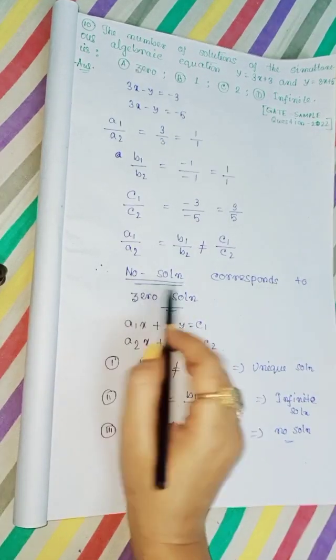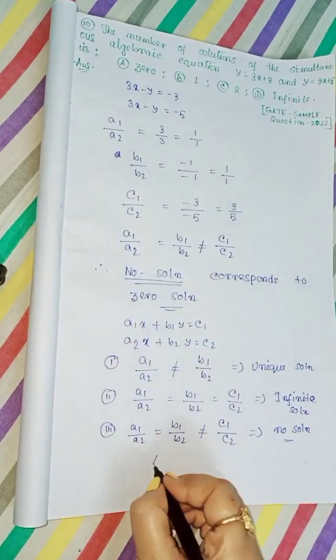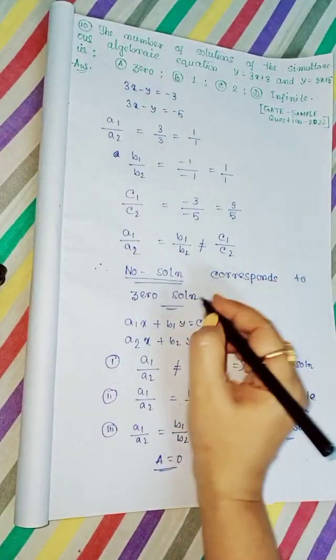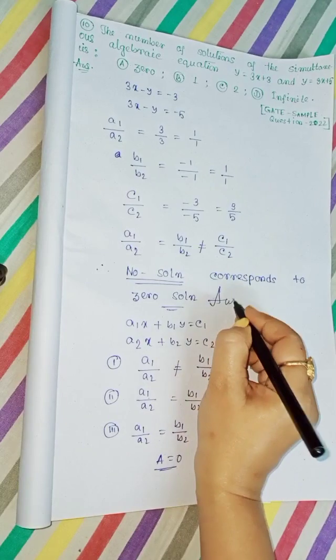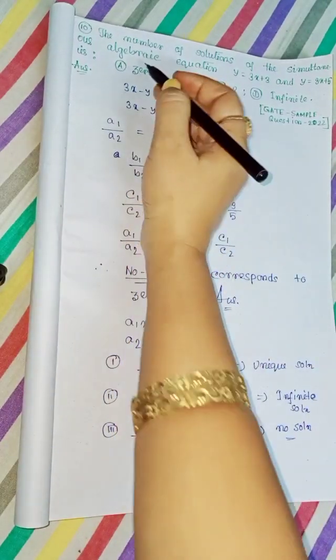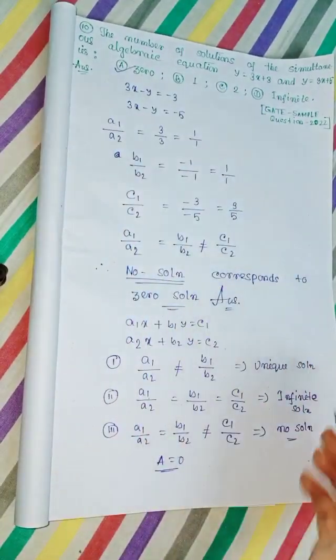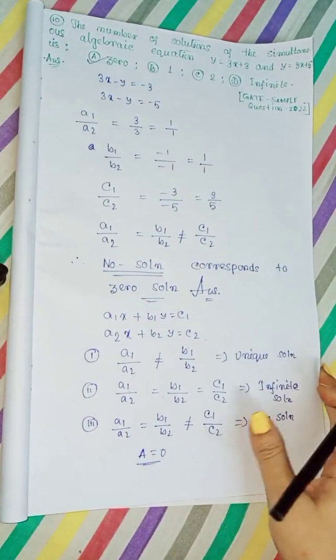So here no solution means zero solution, so the answer is 0. So we reached our required solution, and our correct option is option A. So these are the 2 solutions.